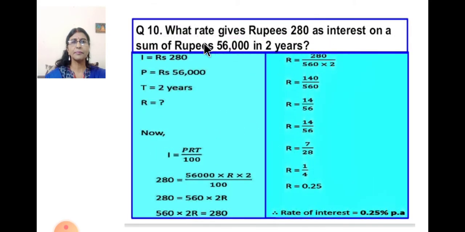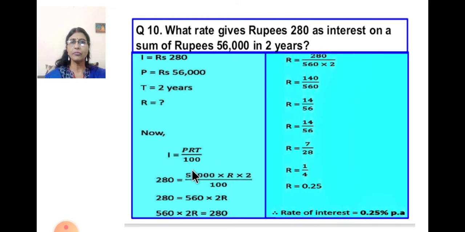Now we'll see question number 10, which is based on the example we have just done. Question number 10: what rate gives rupees 280 as interest on a sum of rupees 56,000 in 2 years? Same way as in the example, we will first write what is given. Here I is equal to 280, P is equal to 56,000, T is equal to 2 years, and we have to find out the rate, that is, the rate of interest. R is equal to question mark.